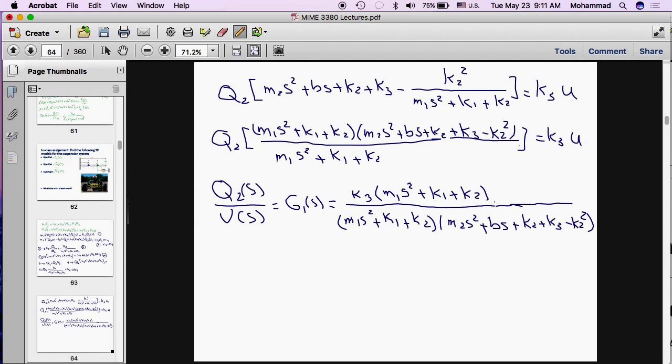So what is the order of this system? Where do we look to determine the order? The denominator. Now, what is the highest power of S in that denominator? Unless you multiply both of these parentheses. If you do that, then the highest power of S becomes 4. So this is a fourth order system.